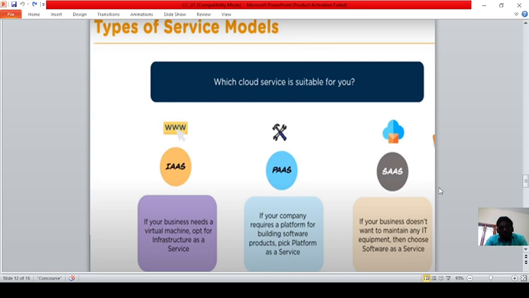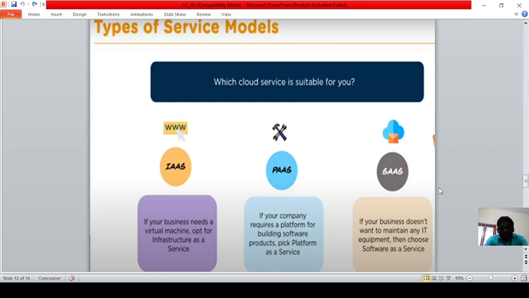Another one is the types of service model. In the types of service model, what type of services are we accessing from the cloud provider? Based on this, the services are split into three types. Basically we have three types: one is infrastructure as a service, that's IaaS, then platform as a service, PaaS, and then software as a service, SaaS.